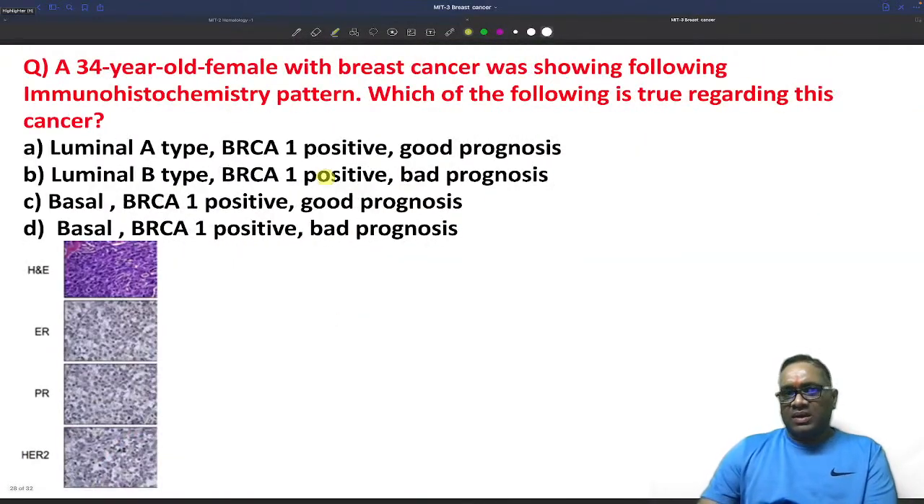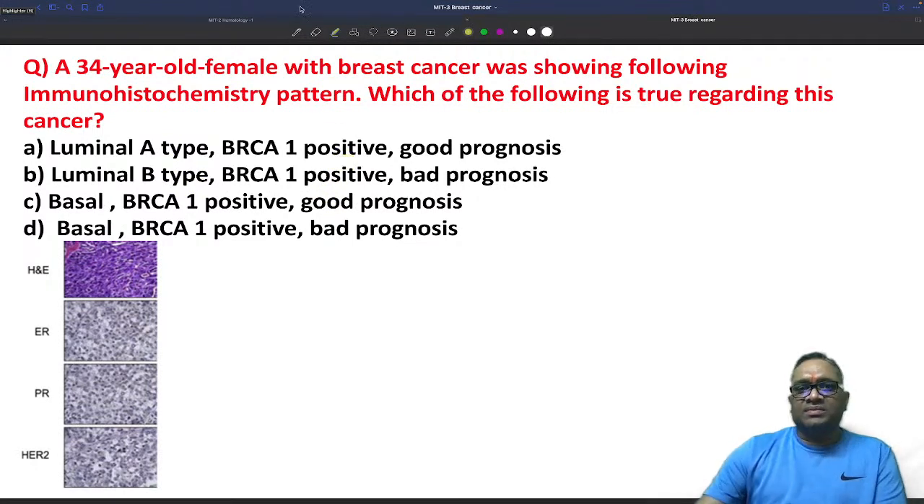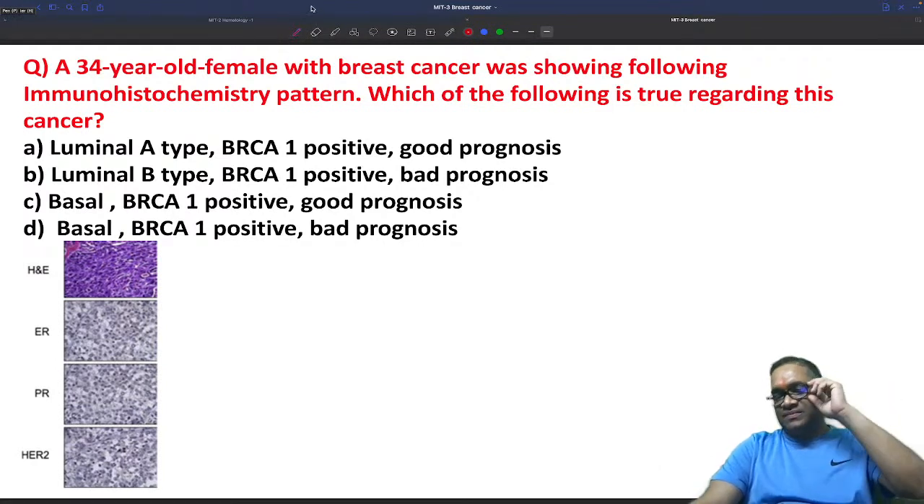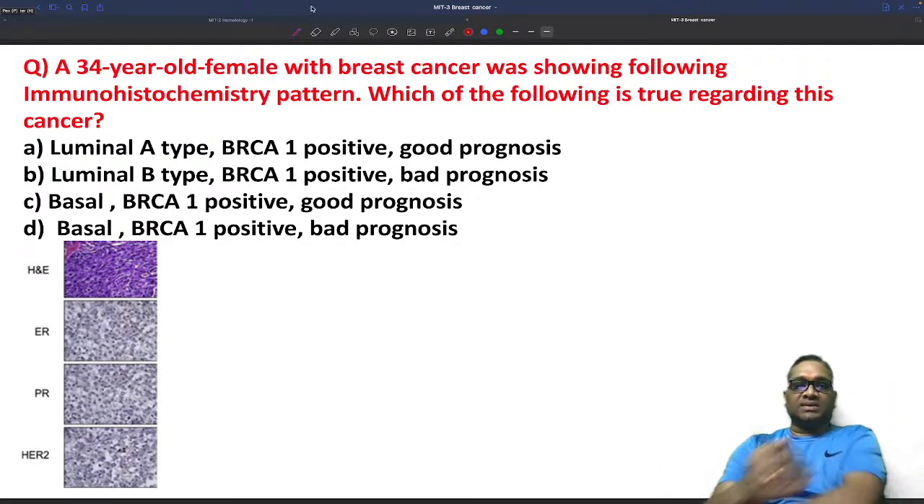Now coming to the next question. A 34-year-old female with breast cancer showed the following immunohistochemistry pattern. Which of the following is true regarding this cancer? For this question, you need to know about the molecular classification of breast cancer. So what should be the right answer here? Tell me.